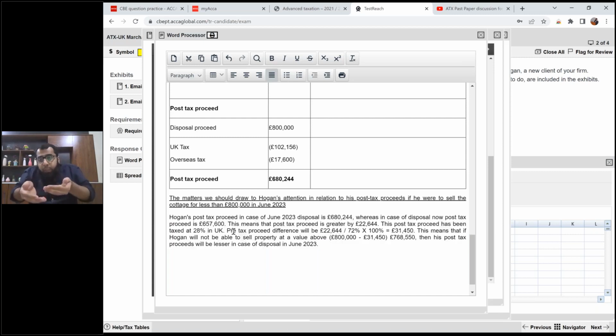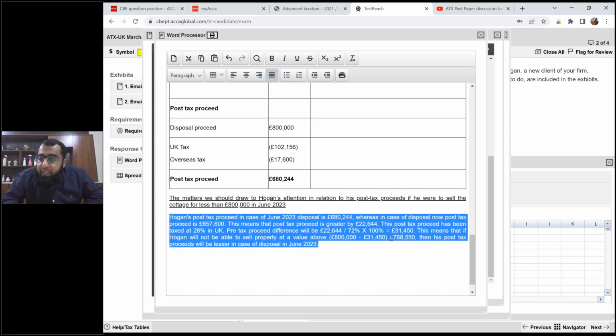Now, what I am doing is that I am working it back to the pre-tax amount, because I have to comment on this 800,000 pounds. 22,644 divided by 72 into 100%. So the work back amount is 31,450. This means that if Hogan will not be able to sell the property at 768,550, then his post-tax proceed will be lesser.